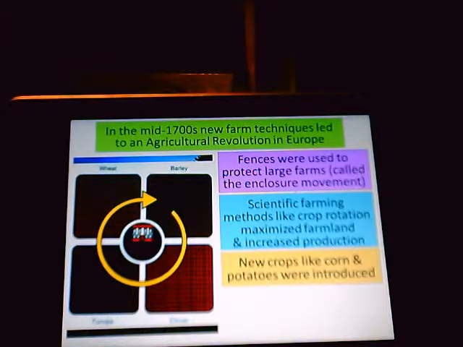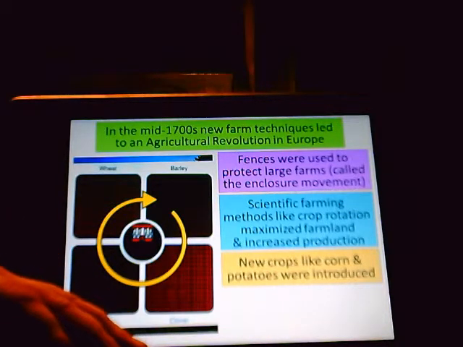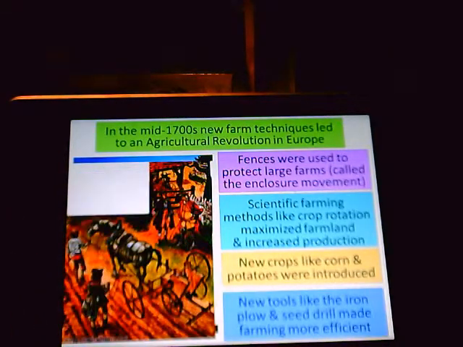New crops like corn and potatoes, which they got from America, were also introduced, and those became very popular. And new tools like the iron plow and seed drill made farming more efficient. Have any of you had a backyard garden before? It's terrible doing it by yourself. Now imagine you had acres and acres of land, and you had to do that by yourself.